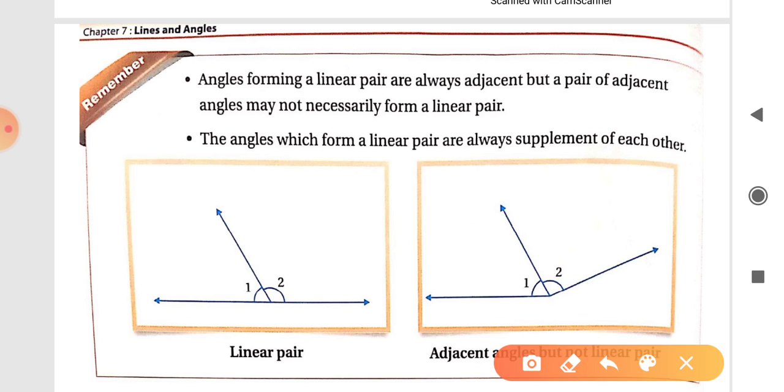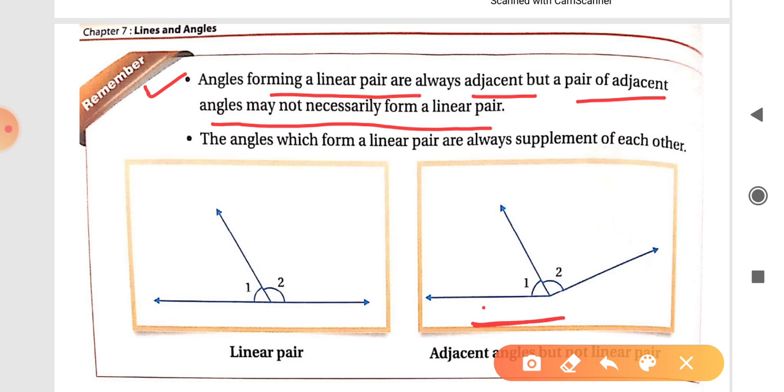There are two things to remember for a linear pair. One is that angles forming a linear pair are always adjacent. I have already told you that they should be adjacent. But a pair of adjacent angles may not necessarily form a linear pair. It is not compulsory that adjacent angles form a linear pair.